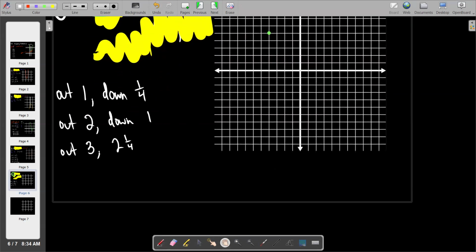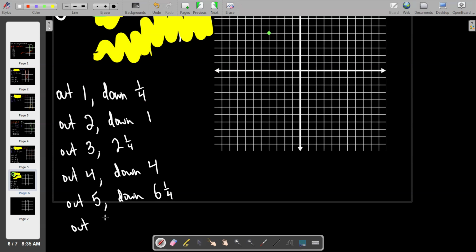Okay, let's do another one. If we go out 4, how far down will we go? So down 16 would be the normal. What's a fourth of 16? 4. If we go out 5, what's the normal? 25. What's a fourth of 25? 6.25. Okay. When I say a fourth, I'm just asking you to divide by 4, of course. If I go out 6, how far down should I go? 36. But what's a fourth of 36?